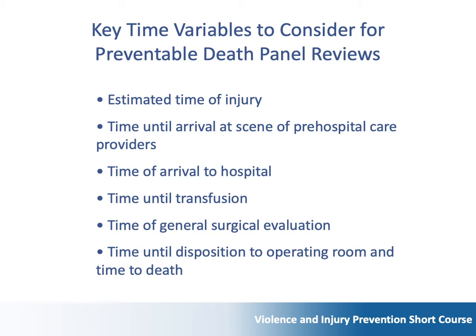Key time variables that need to be reviewed include the estimated time of the injury, the time until arrival at the scene of pre-hospital care providers, the time of arrival to the hospital, the time until transfusion of blood products, the time of the general surgeon's evaluation, and time until disposition to the operating room, intensive care unit, or ward, or the time of death.